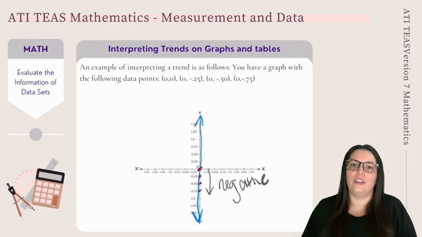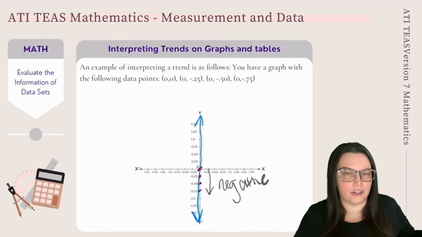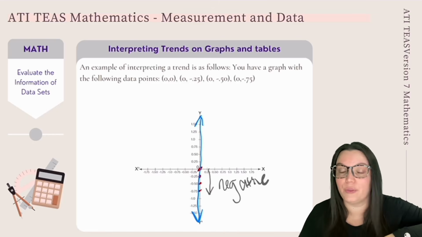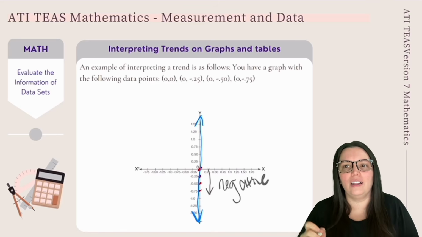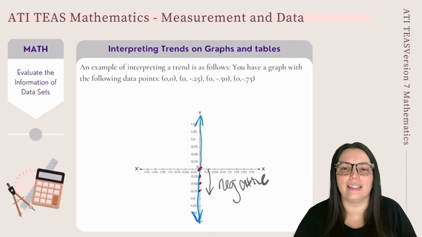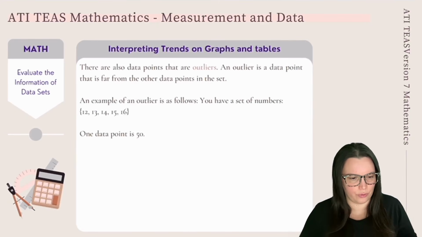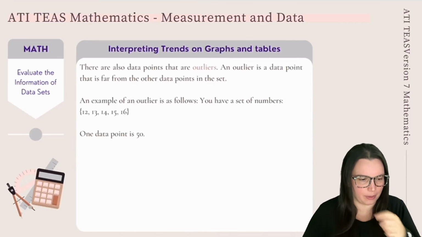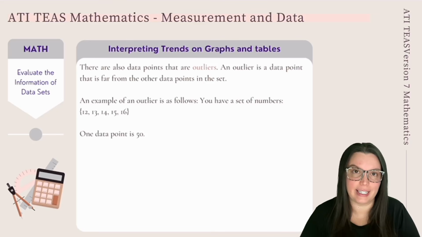Okay. There's also something else outside of this where we could have outliers. So sometimes it falls beautifully in this particular situation and sometimes it doesn't. An outlier is a data point that is far from the other data points in a set. So let's say, for example, we're going to go to our next problem. We have an example of 12, 13, 14, 15, and 16.